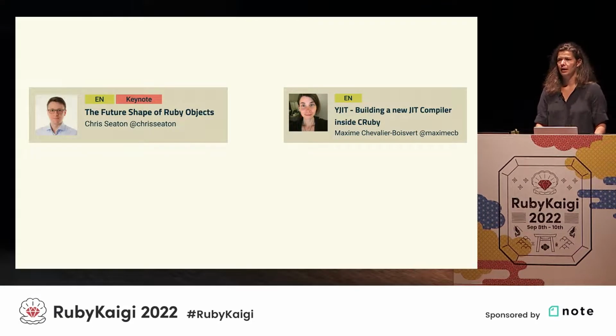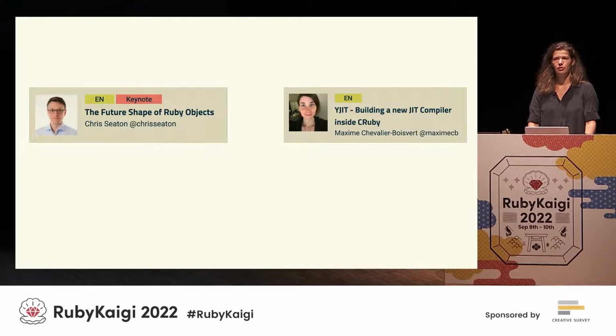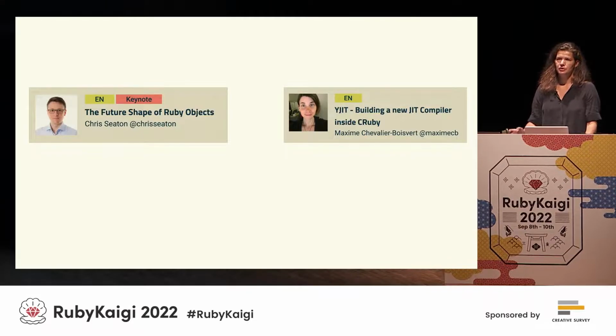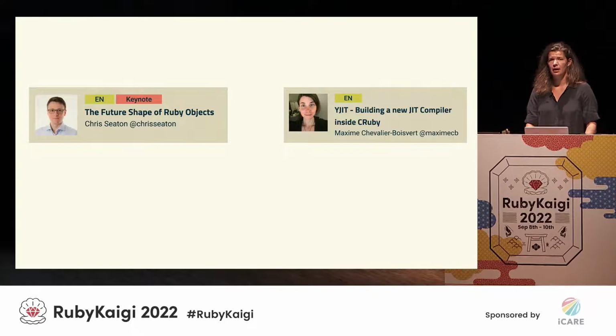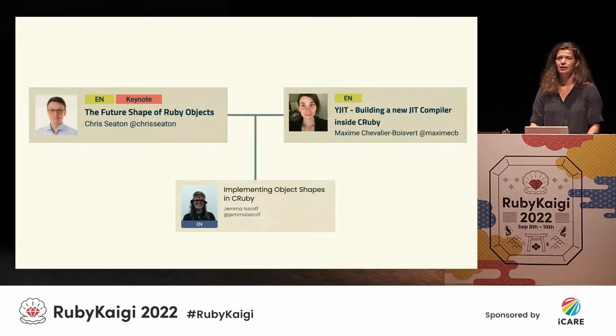Also at last year's RubyKaigi, one of my other colleagues at Shopify, Chris Seaton, gave a keynote address which he called the future shape of Ruby objects. He talked as well about object shapes, which TruffleRuby, which he works on, actually uses. And he, too, spoke about how it could be useful in CRuby. And when I joined Shopify and was looking for something to work on, Maxime encouraged me to pursue this idea of object shapes. So out of those two talks comes my talk today about implementing object shapes in CRuby.